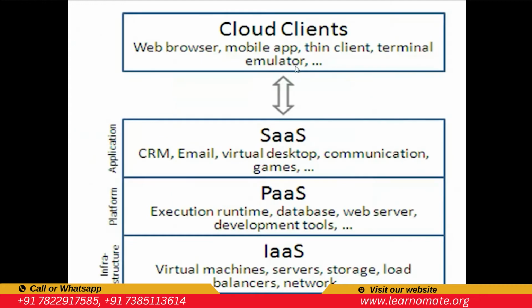Okay. So you can see here infrastructure as a service: virtual machines, servers, storage, load balancers, networking. All these are the machines, and as an infrastructure we look after the hardware as well. Platform as a service means the execution runtime, database, web server, development tools. All these come under platform as a service. Software as a service means CRM, email, virtual desktop, communication, games. All this we can give in the SaaS service. And the cloud clients we use are web browser, mobile app, thin client, terminal emulator. All these are the cloud clients through which we are able to connect with our cloud services.